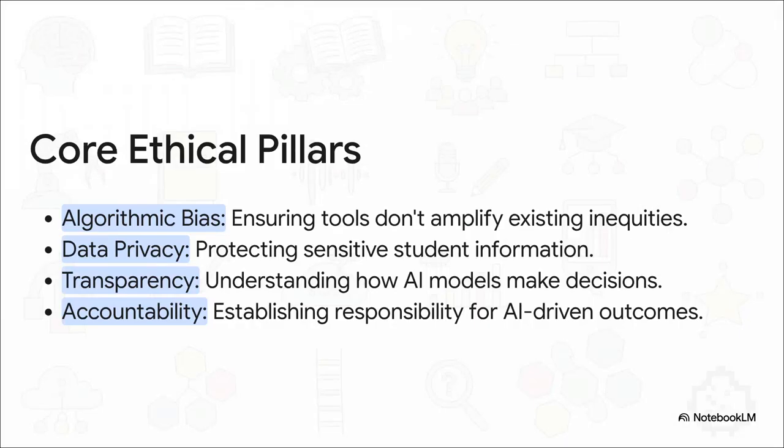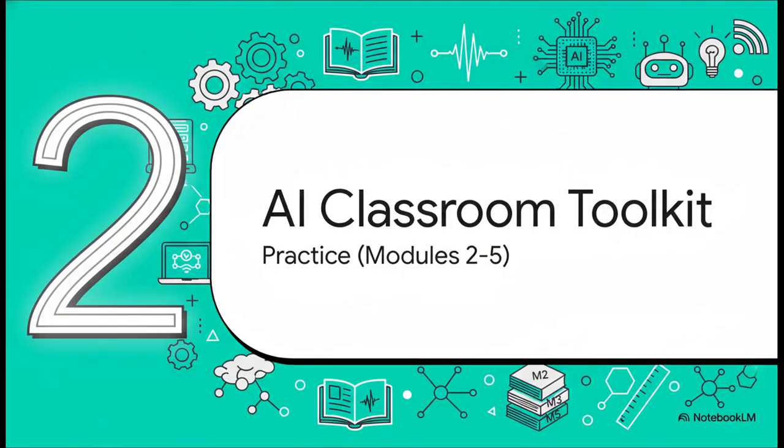Okay, but with all this incredible power comes some really serious responsibility. We have to talk about ethics, and these 4 points, they are non-negotiable. We're talking about bias, data privacy, transparency, and accountability. If we ignore these, we could end up with tools that actually make things worse, not better. So think of these less as suggestions and more as guardrails. Absolutely essential guardrails.